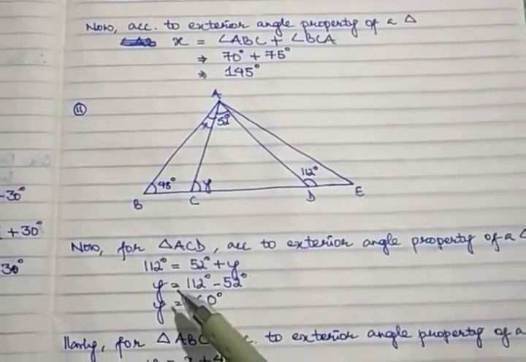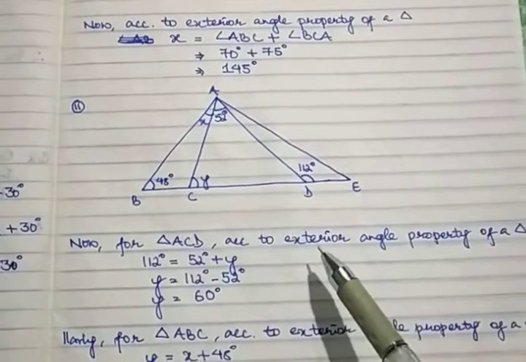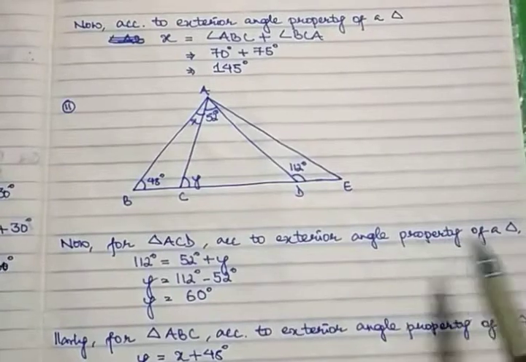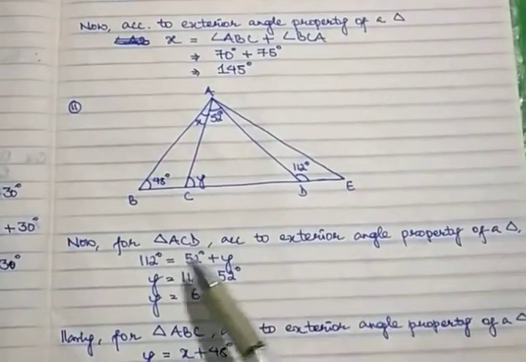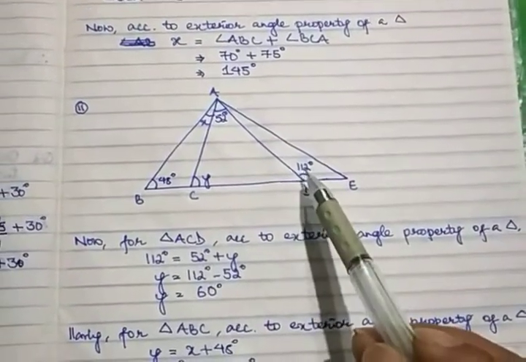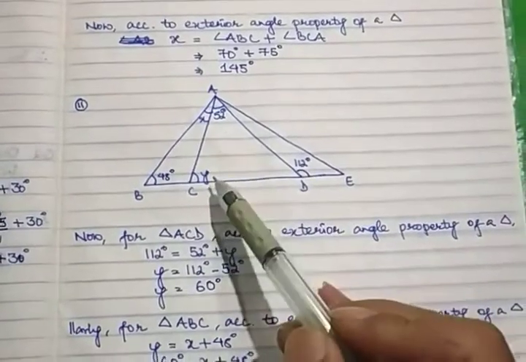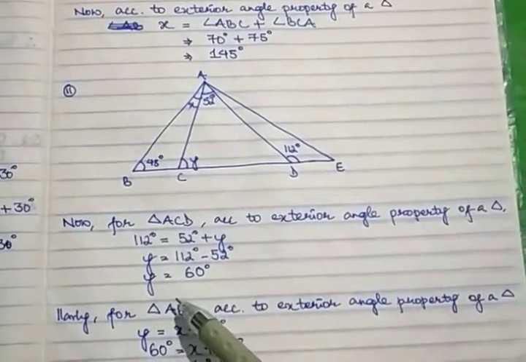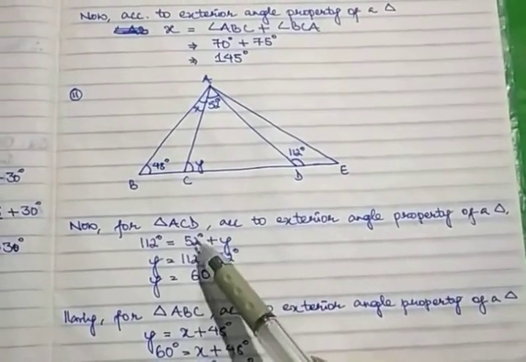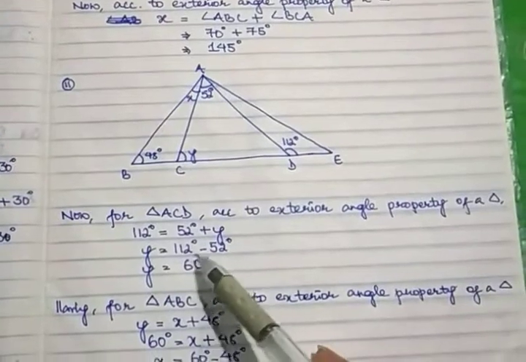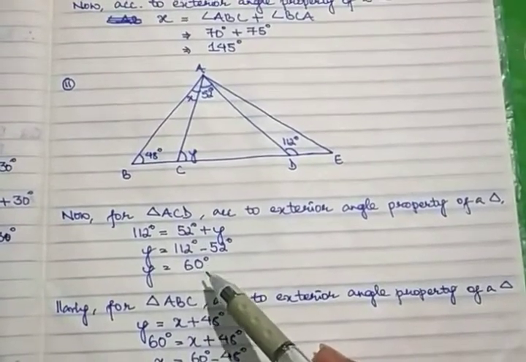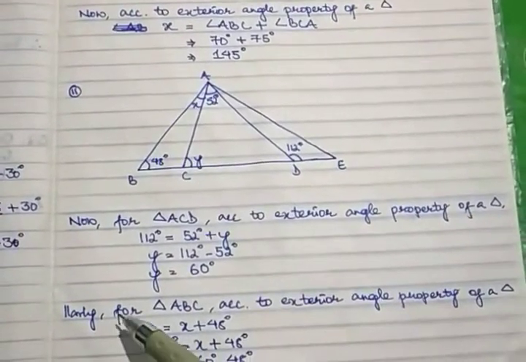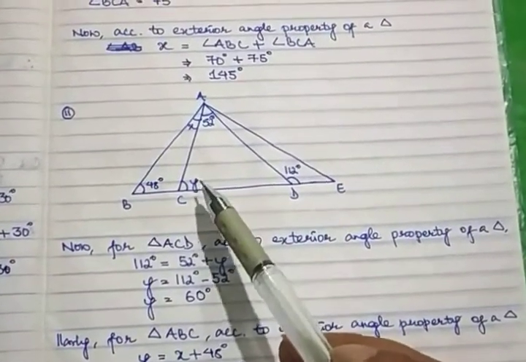Now for triangle ACD, according to the exterior angle property of a triangle, and the reasoning is also important, isn't it? So 112 degrees will be equal to the interior opposite angles, which are 52 and y. So 112 equals 52 plus y. Now it became a linear equation in one variable. 52 goes to the other side and becomes minus, so 112 minus 52 is 60. So I got the value of y as 60. This is how I got the value of one of the variables.